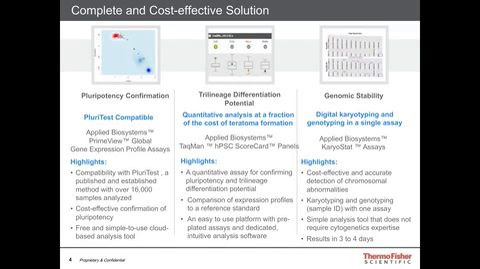The third one, KaryoStat assay, an array-based alternative to G-banding karyotyping. It is cost-effective and makes accurate detection of chromosomal abnormalities. Simple analysis with no cytogenetics expertise required, and turnaround time is around 3 to 4 days. First, I'll talk about PluriTest.